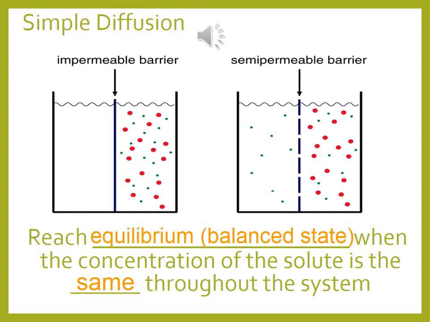We call it equilibrium, not the same, because equilibrium means that it's still moving. There's still some green ones moving back to the one side, while maybe another green one's going to the other side. So it's kind of moving constantly. We're talking about a liquid, so things are moving around a lot.